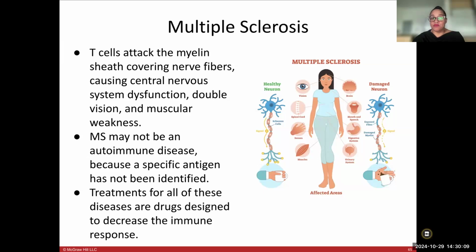MS might not be an autoimmune disease because a specific antigen has not been identified yet, but treatments for all of these diseases are drugs designed to decrease immune response, because the longer an immune response goes on, the more it's actually going to harm our bodies. And that is it for chapter 7.